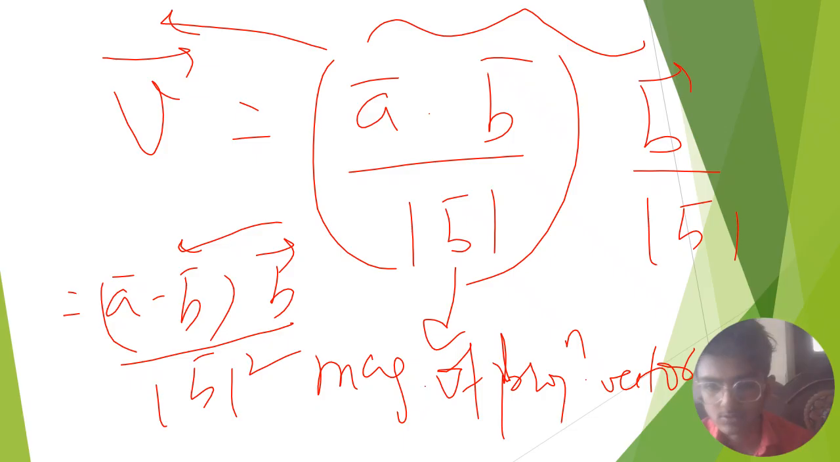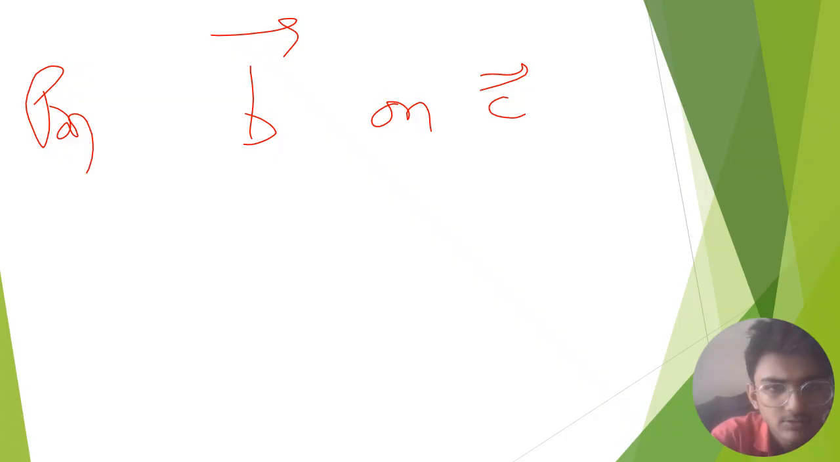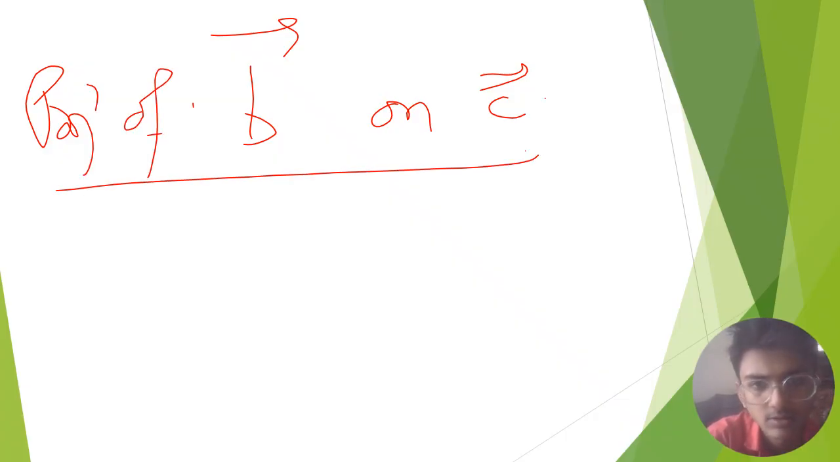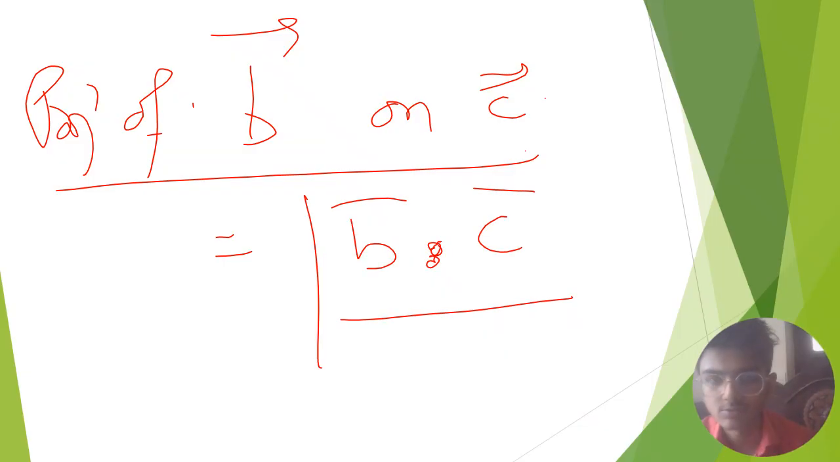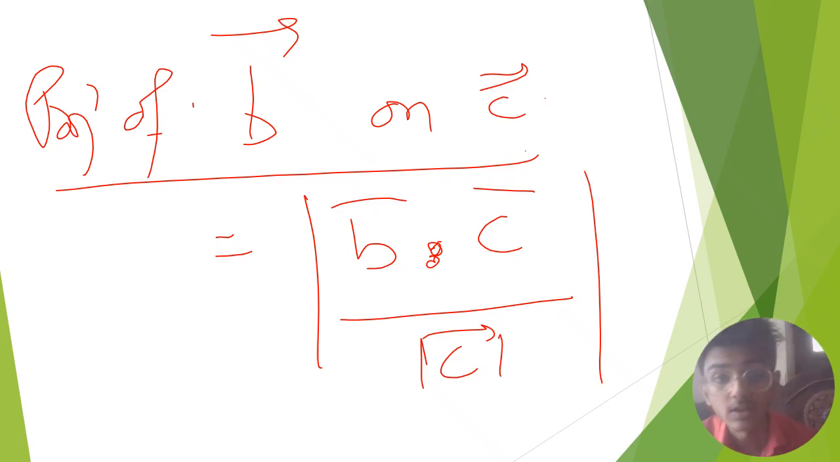Okay, the shortcut is that if you have to find the projection of b vector on c vector, we have to just take the dot product of b and c in the numerator, and in the denominator we have to take the magnitude of the vector on which the projection is taken. Okay, that is c vector. So like this we can write, and this will make it a projection vector. So both: dot product of b and c, and on c means we have to just divide it by the magnitude of c vector. Okay, so this was the projection of vectors.